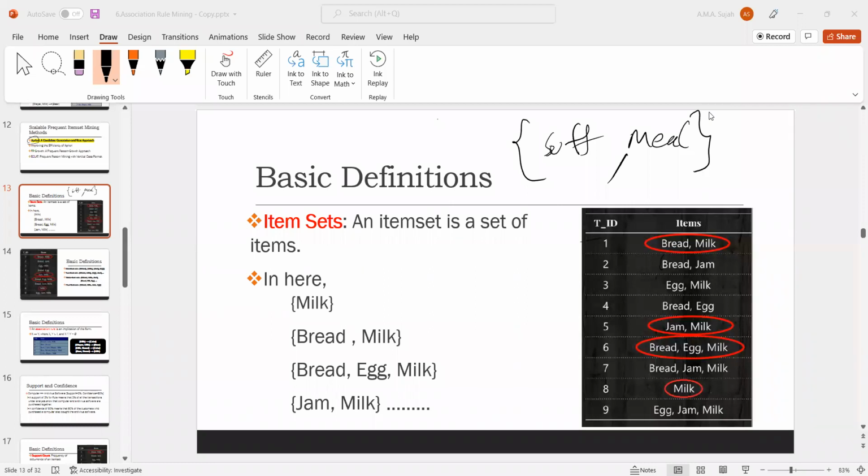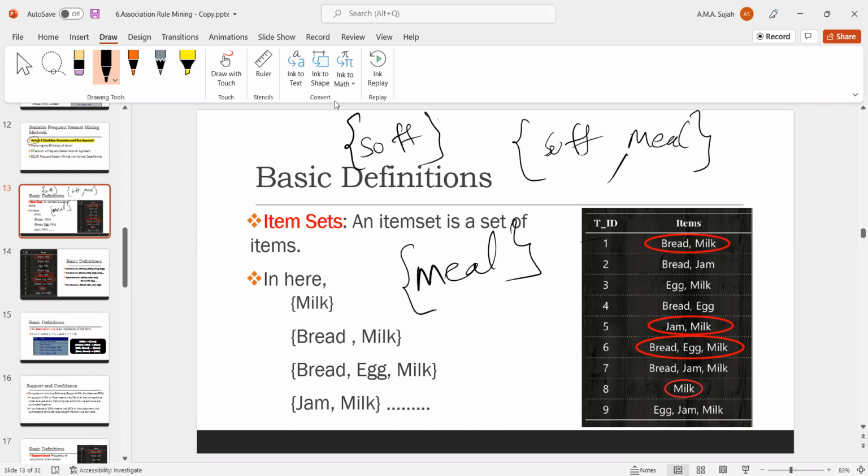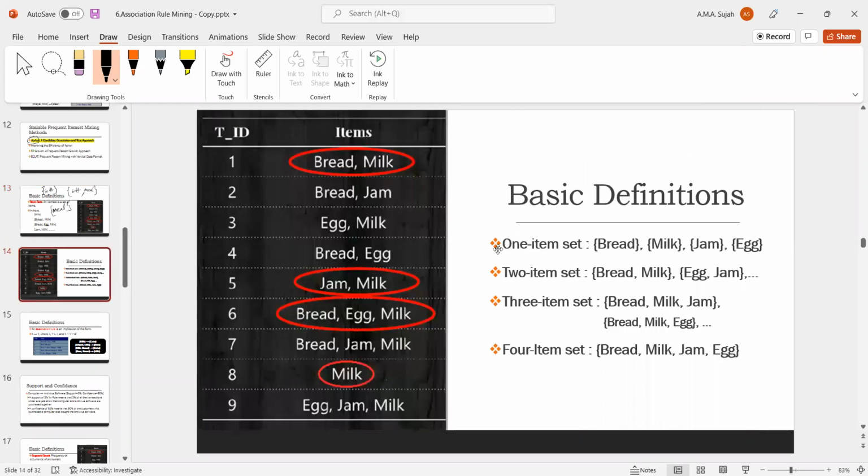If it is a one item set, you can say soft drink is a one item set. Meals is another item set. This is called one item sets. I will show you. If it is a one item set, it contains only one item inside the curly braces. If it is a two item set, it contains two things. If it is a three item set, it contains three items. If it is a four item set, it contains four.